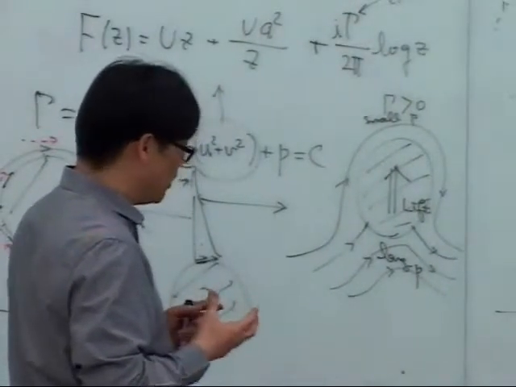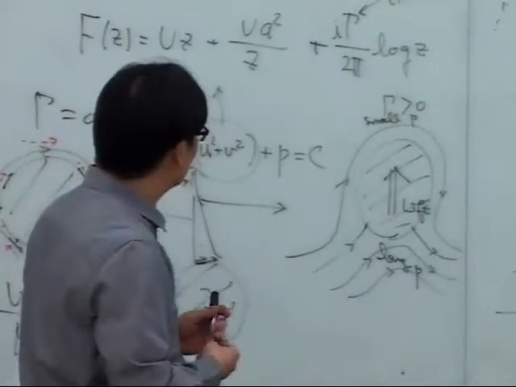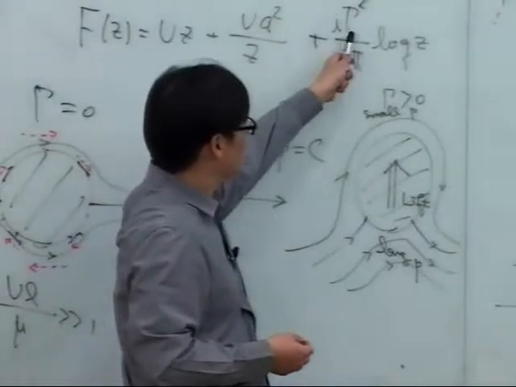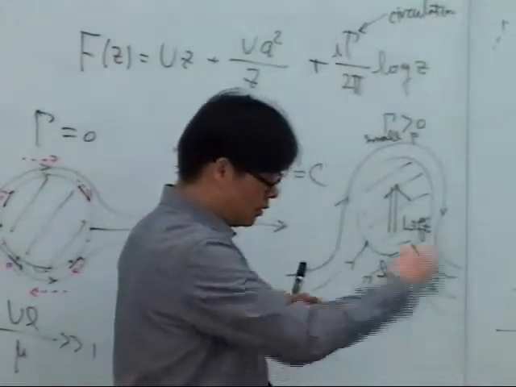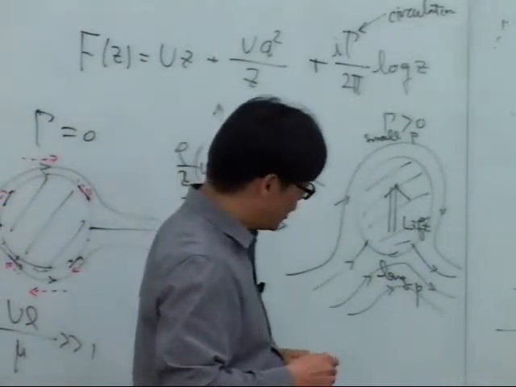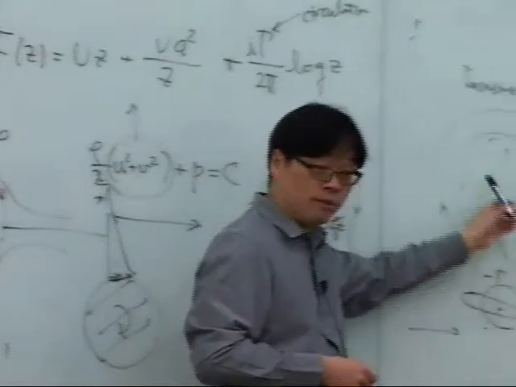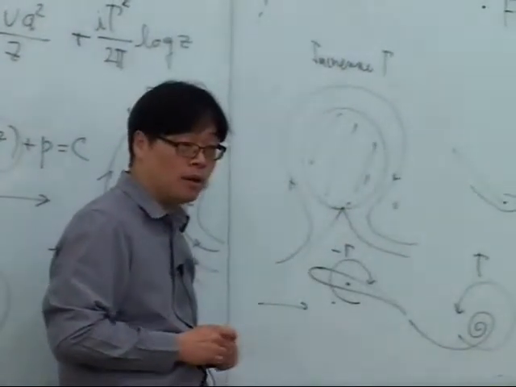So the point is, whenever you have circulation around the body, or gamma, or if you have a vortex flow, you have a flow which is similar to the flow generated by a vortex, then the body experiences some force which is perpendicular to the incoming flow. Okay.